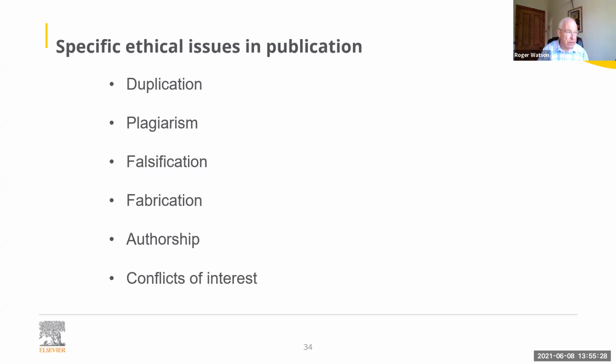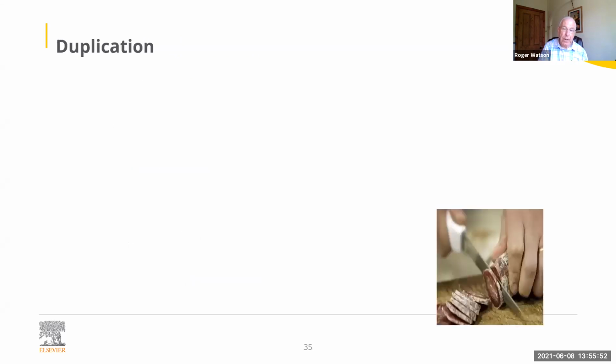And the reason I'm trying to share this with you is that if you get these things right in your articles on submission and no questions are raised, that's going to help you to get published, but it also makes sure that you don't publish things that are false or fabricated or plagiarized, because these can have serious consequences on your career. So duplication, basically down at the bottom right, you've got a meat being sliced up thinly. Basically, that's part of the duplication.